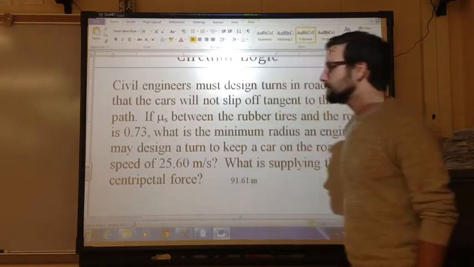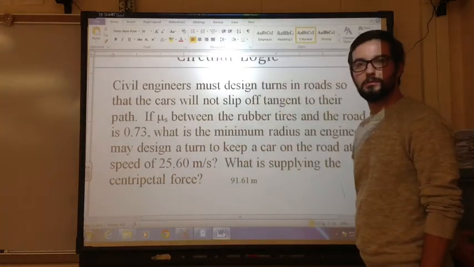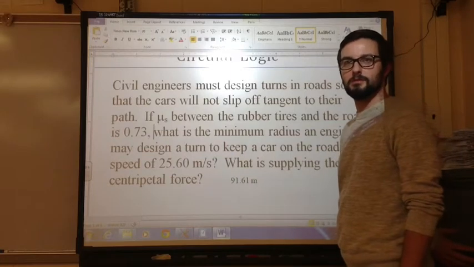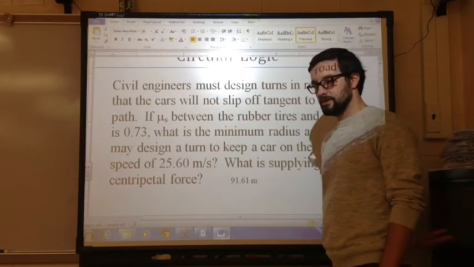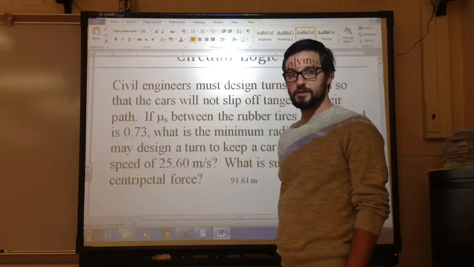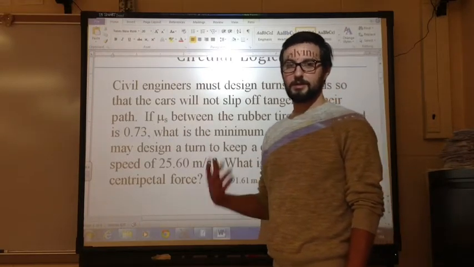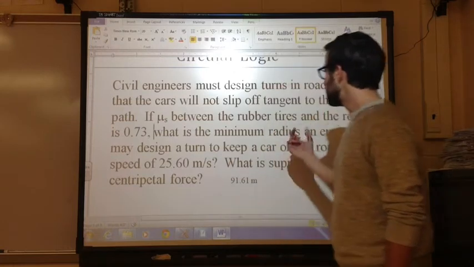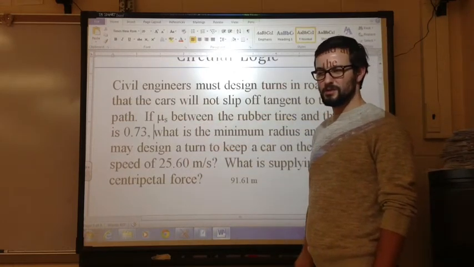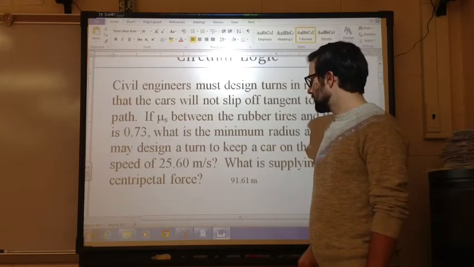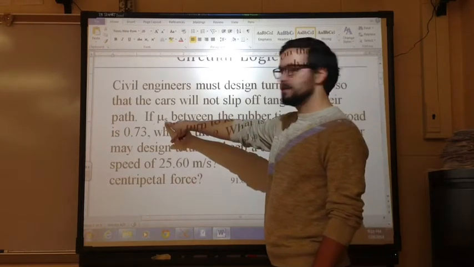Okay, so what do we know? Well, our car's traveling around in a circle, and in doing that, it is experiencing an acceleration toward the center of the circle, otherwise it would veer off in a path tangent to the circle. In this case, all we're given is the coefficient of friction and a velocity, which doesn't seem like a whole lot. One quick aside, this is the static friction.